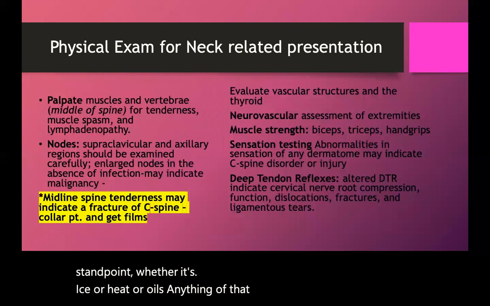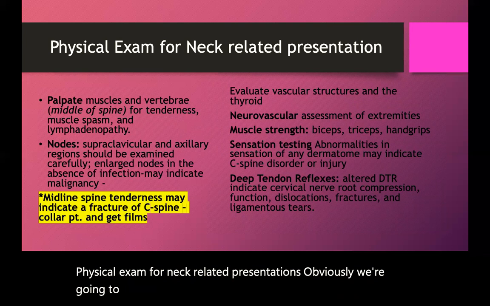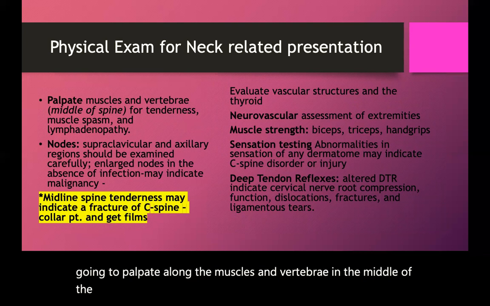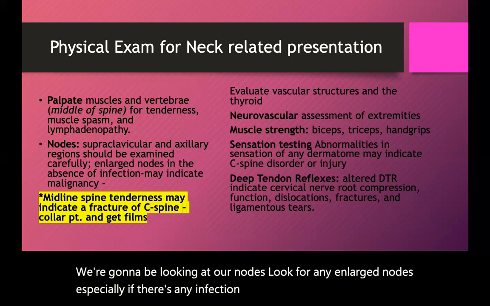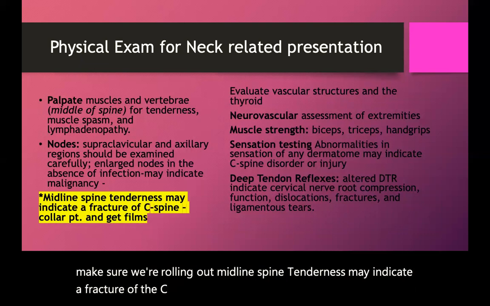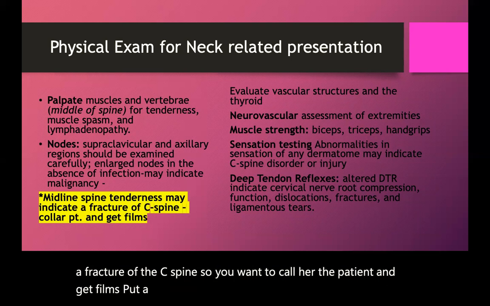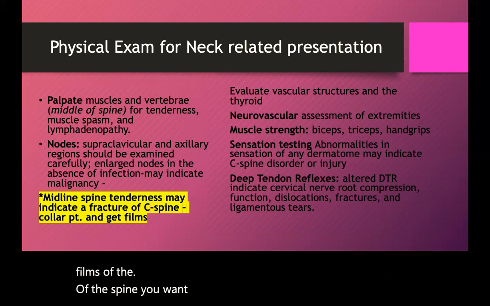So physical exam for neck-related presentations. Obviously, we're going to palpate along the muscles and vertebrae in the middle of the spine for any tenderness, muscle spasms, lymphadenopathy. We're going to be looking at our nodes, look for any enlarged nodes, especially if there's any infection or malignancy that we want to make sure we're ruling out. Midline spine tenderness may indicate a fracture of the C-spine. So you want to collar the patient and get films, like put a soft collar on them and get films of the spine. You want to evaluate the vascular structures in the thyroid.